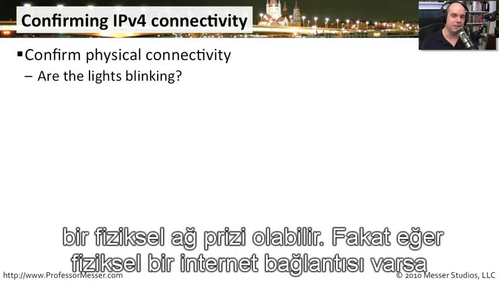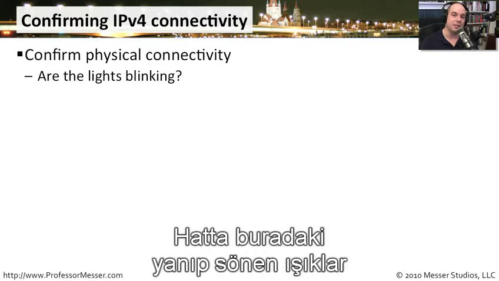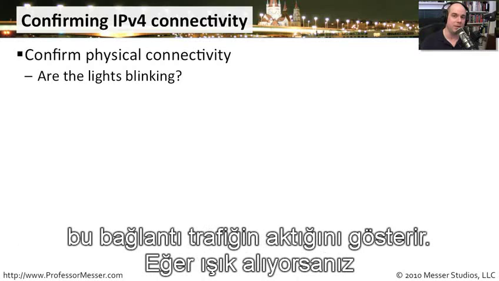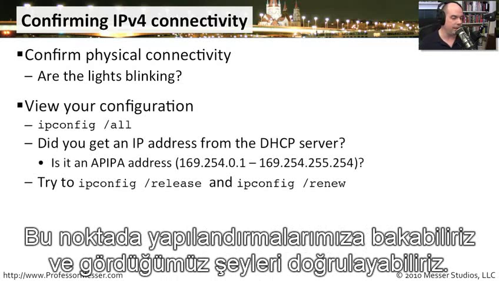But if there is a physical Ethernet connection, you can look for the lights that show that there's signal on that particular link, and there may be blinking lights on there as well to tell you there's maybe traffic going across that connection. If you've got lights and you've got blinking, then at least we know physically we're connected to a device on the other side.